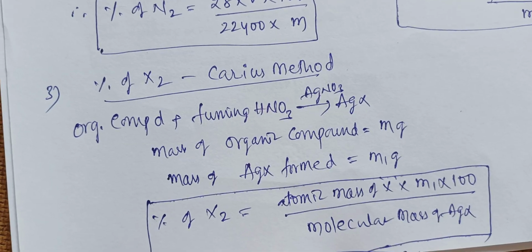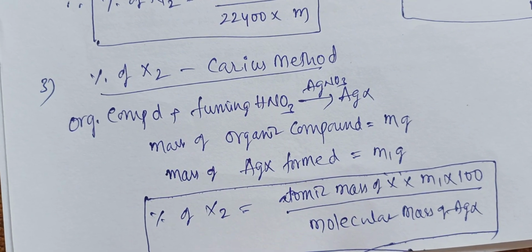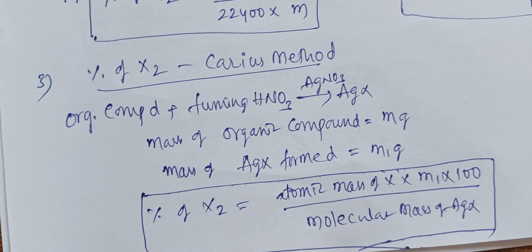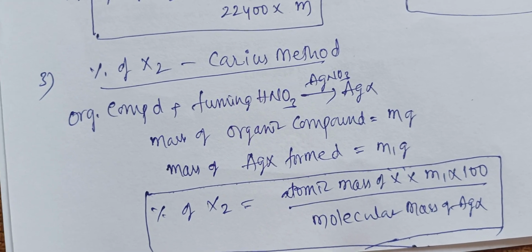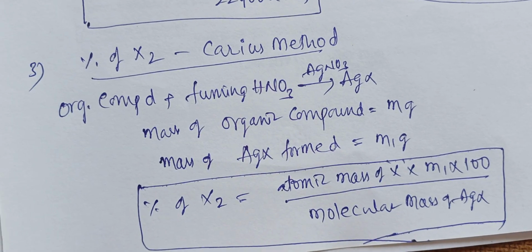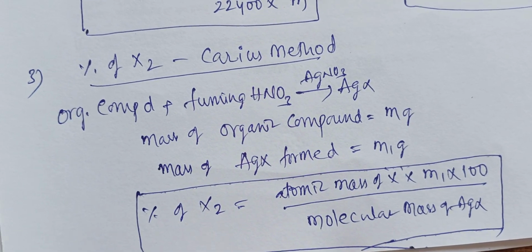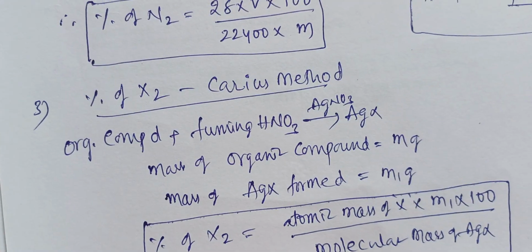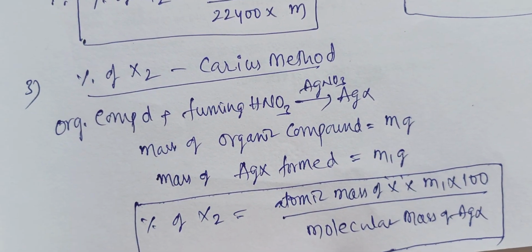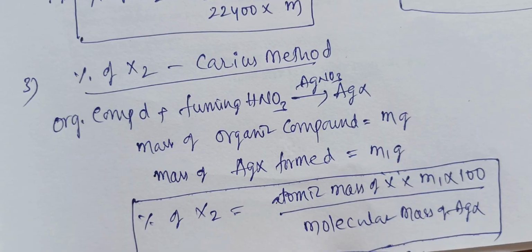What is m1 here? The mass of the AgX formed, that is the mass of silver halide formed, into 100, divided by the molecular mass of AgX. Suppose if it is AgCl, then the molecular weight of AgCl. Suppose if it is AgBr, then the molecular weight of AgBr. Like this, we are calculating the percentage of halogen by Carius method.